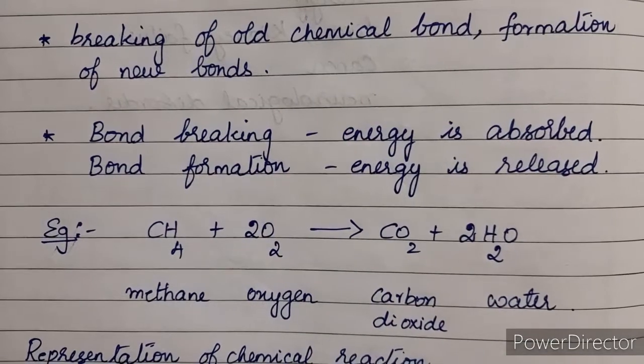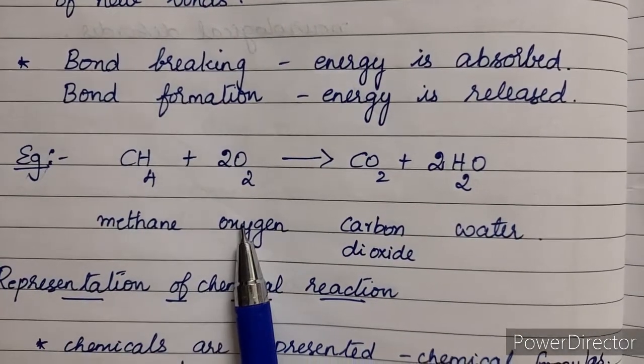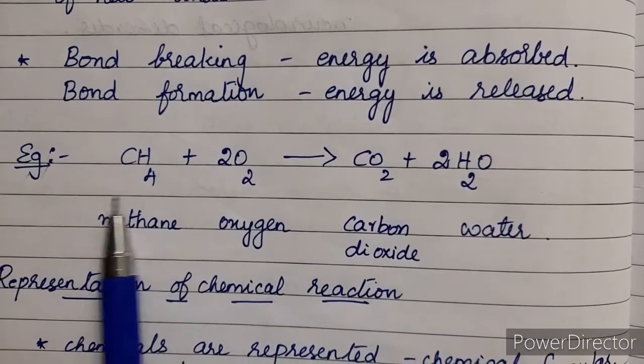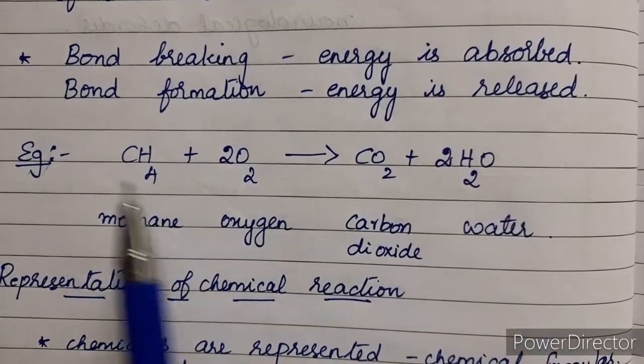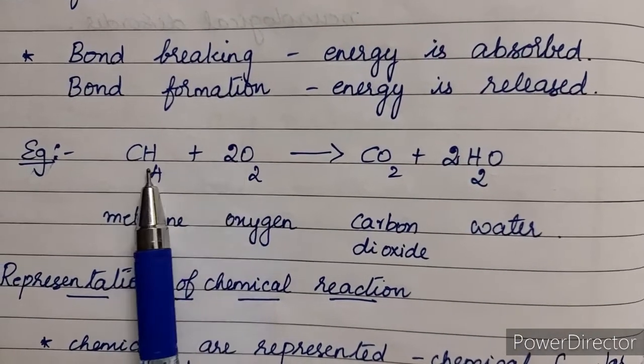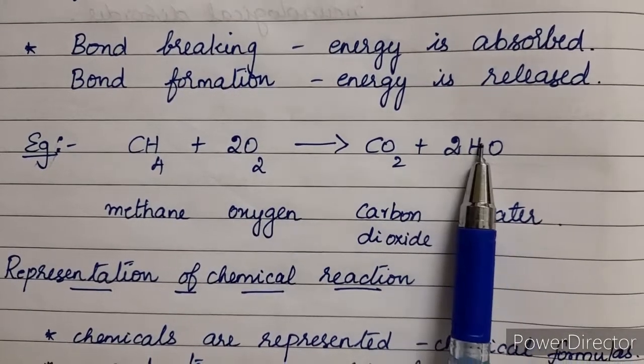Now let's see an example. For example, methane reacts with oxygen and it gives carbon dioxide and water. So this is the chemical reaction, isn't it? Now in a chemical reaction, what happens? The reactants combine together and a new product is formed.